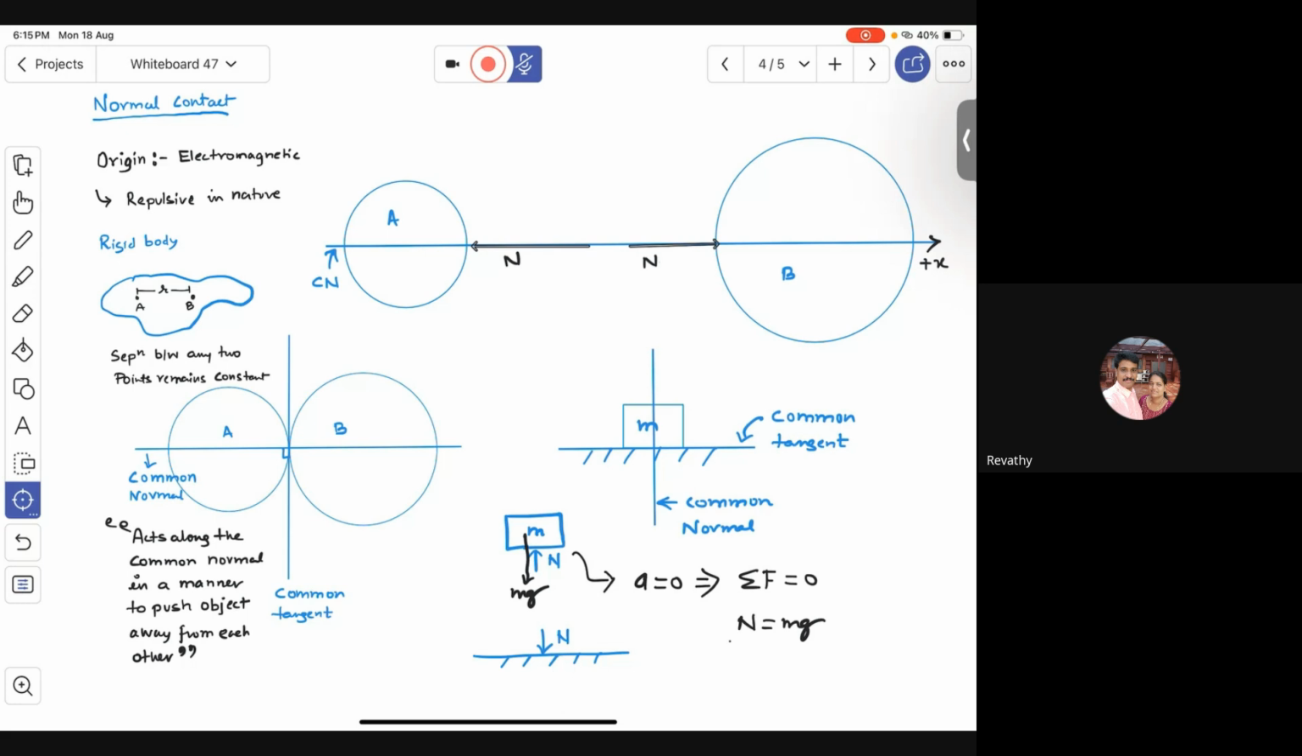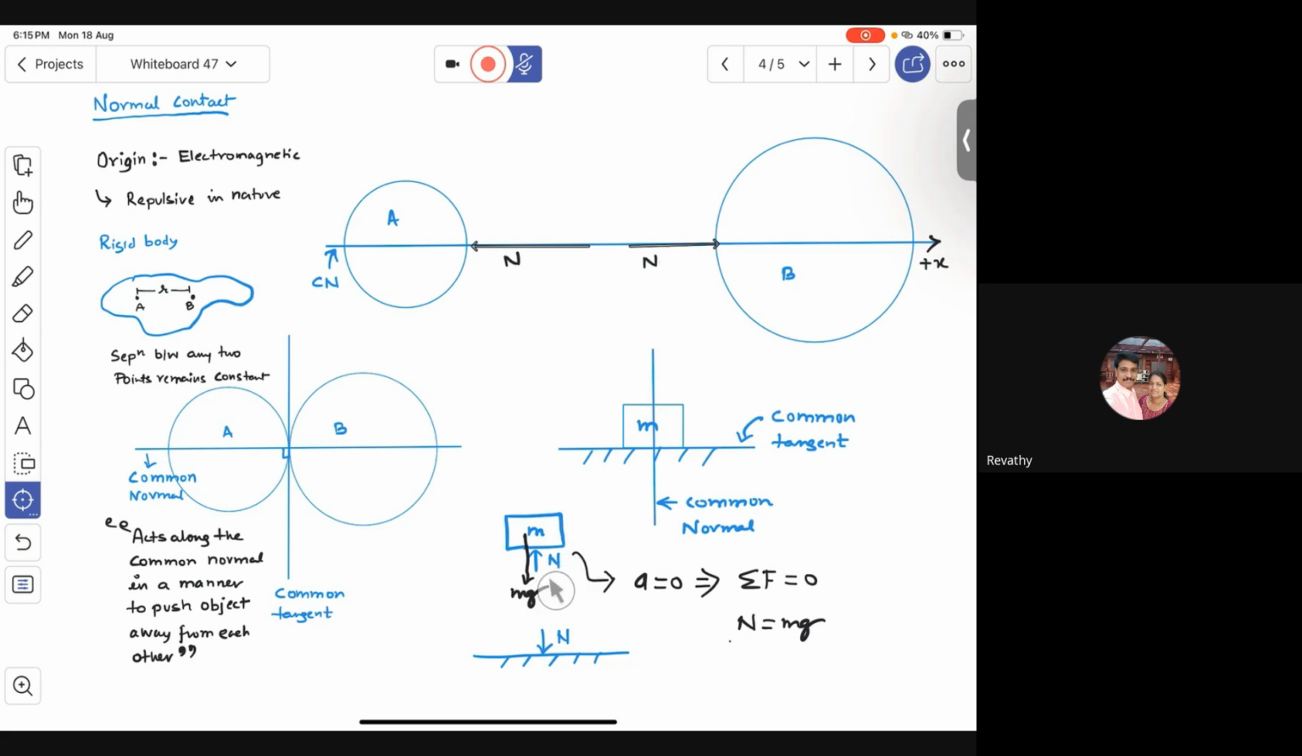The acceleration is zero because it is resting on the surface, so I see that it is not moving at all. How that force acts is a different thing. How that force will be acting on this block: it will act along the common normal, in a manner to push this block away from the ground. So how should I apply that force? Along the common normal, the vertical direction. So that normal contact force on A might act along the upward direction or may act along the downward. But which way will it act?